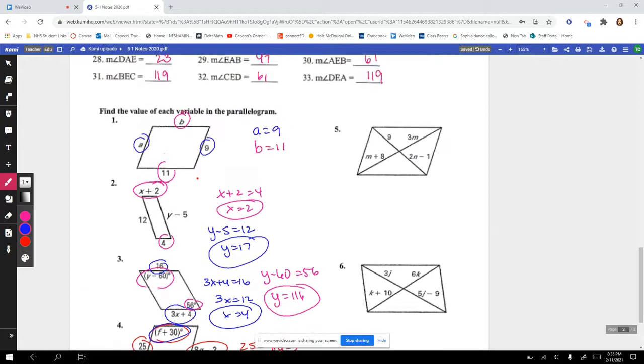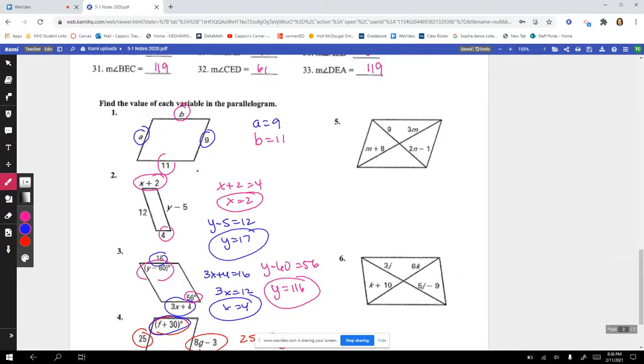Okay, moving on to the next one, number 5 up here. Now we're working with diagonals, and we know that they bisect each other. They're not necessarily congruent, but they bisect each other. So I have 9 is equal to 2n minus 1. So 2n is equal to 10. So n is equal to 5. And I have the other diagonal is m plus 8 is equal to 3m. So 2m is equal to 8. So m is equal to 4.